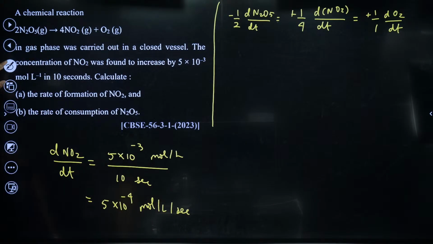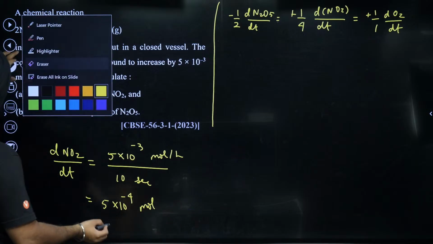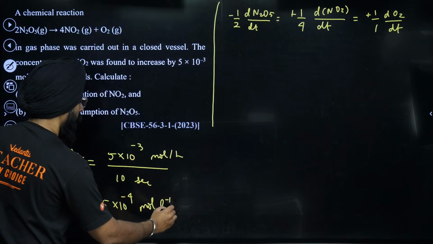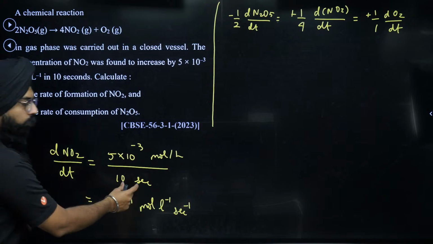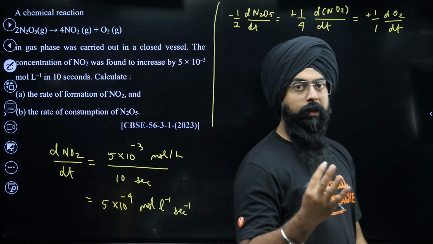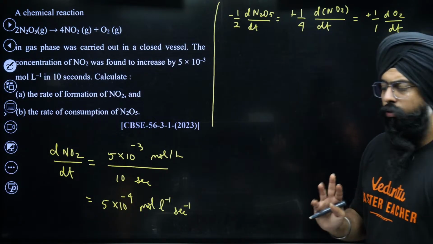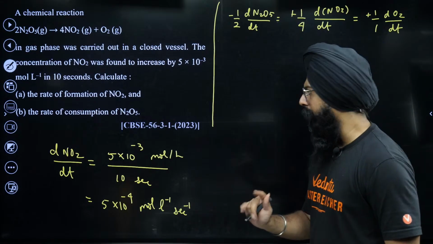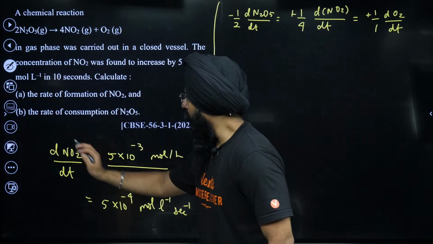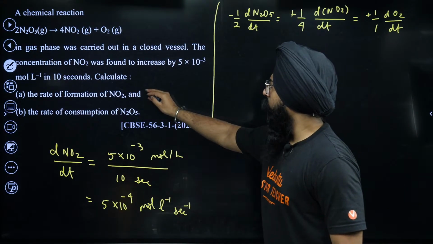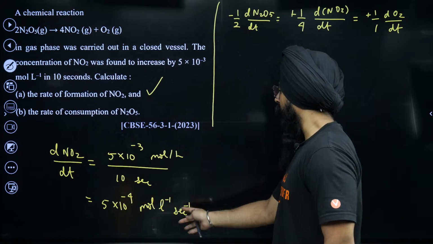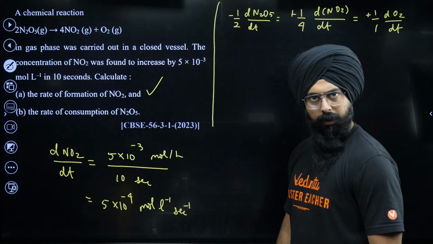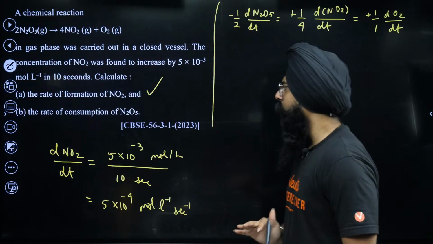Or just to make the units clear, you can write it like this also: mole, liter inverse, seconds inverse. Writing the units is important in the board exam. If you don't write the units, they will cut marks. So writing units is very important in the board exam. So this is the rate of formation of NO2: 5 into 10 to the power minus 4 mole per liter per second.